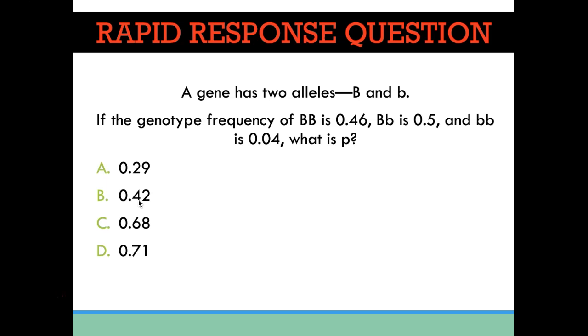So I'm going to skip this for now, and I'm going to come back to it. Actually, I'm going to change this question to make it a little easier, and I'll show it to you on the next slide. So if the genotype frequency of big B is 0.46, big B, little b is 0.5, and little b is 0.04, what is the frequency of big B? And you could do this on a calculator. The easiest way to do it is to take 0.46 and add half of 0.5. So that should give you 0.71. D is the answer.